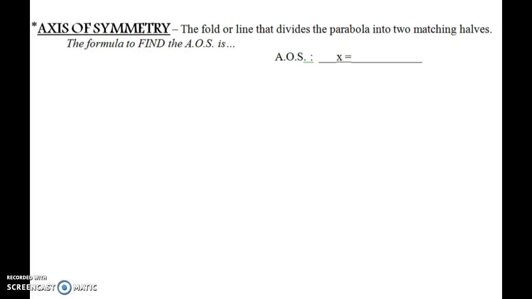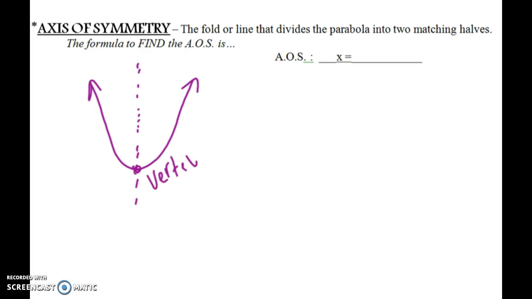Okay, for the axis of symmetry, that means it's the actual symmetrical line that is not shown on the graph, but a parabola always has a line of symmetry right down the middle. There's your vertex. So for the axis of symmetry, it's a vertical line, and that's the reason it says x equals, because it's a vertical line.